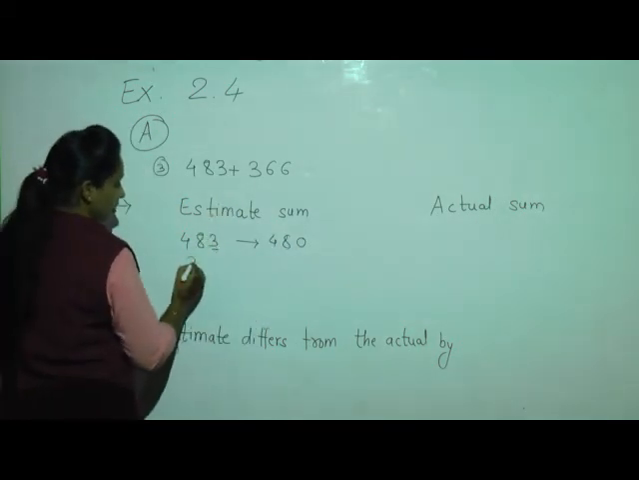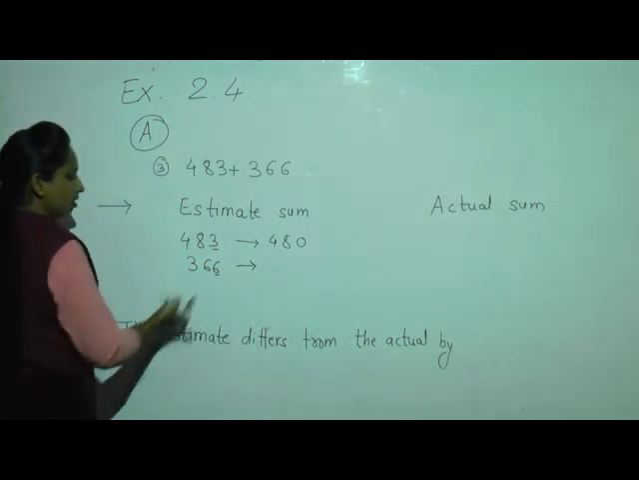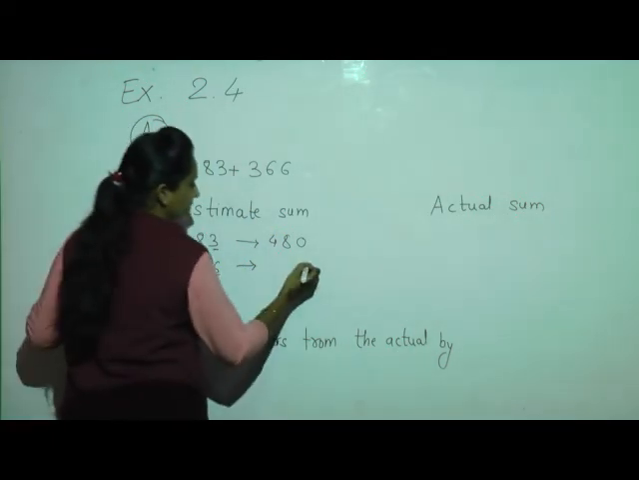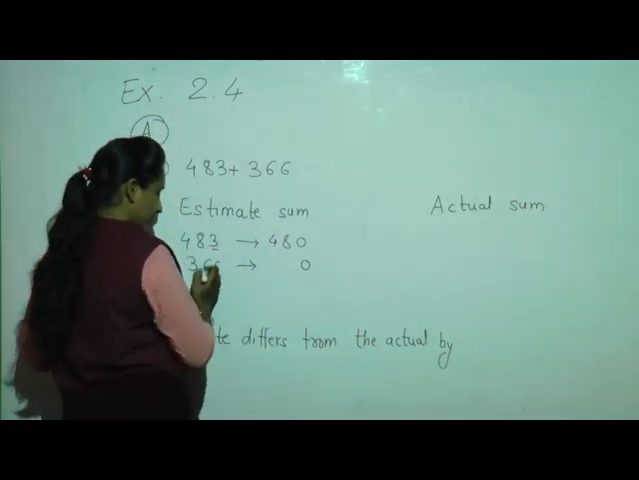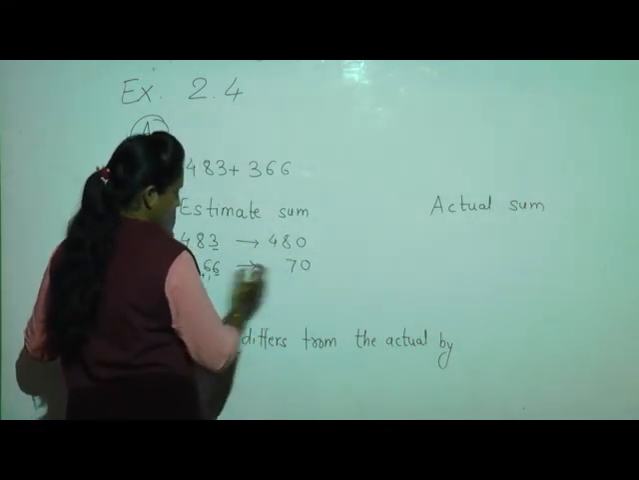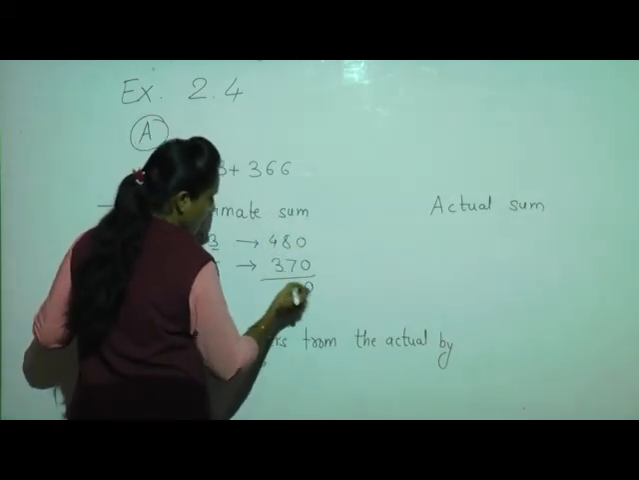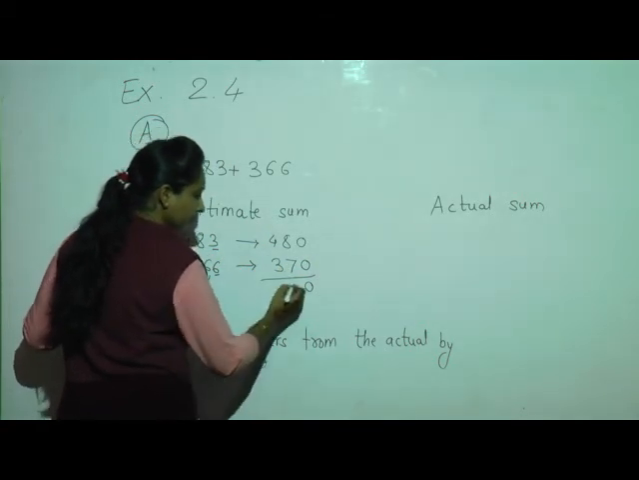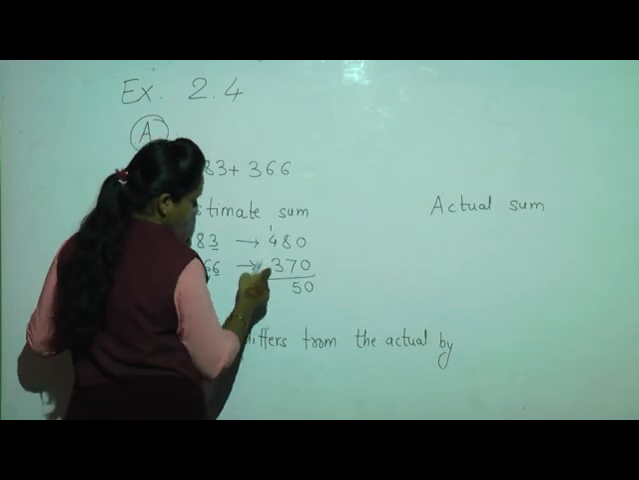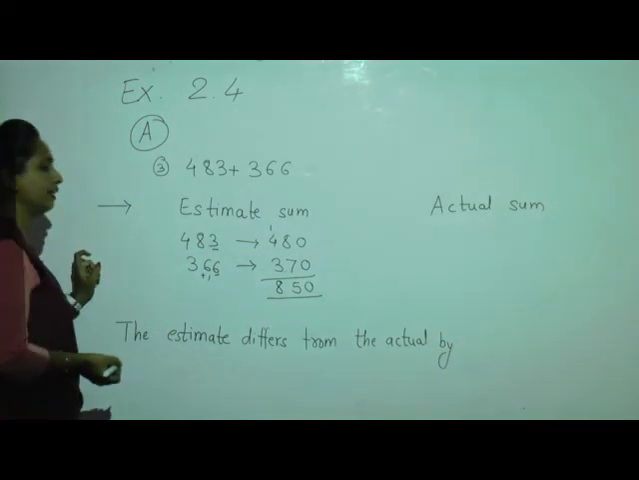The next number is 366. So underline the ones place. Ones place is having 6. So it is more than 5. So place the 0 at ones place and add 1 to the tens place. 6 plus 1 is 7 and 3 as it is. Now we will do the addition. 0 plus 0 is 0. 8 plus 7, 15. Carry 1. 1 plus 4 is 5. 5 plus 3 is 8. So the answer is 850.